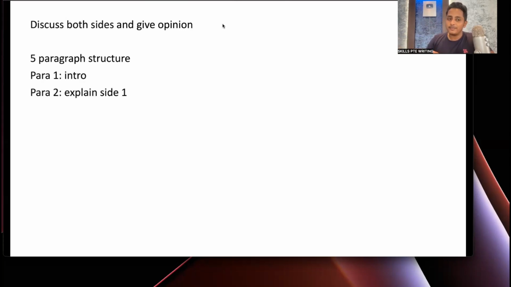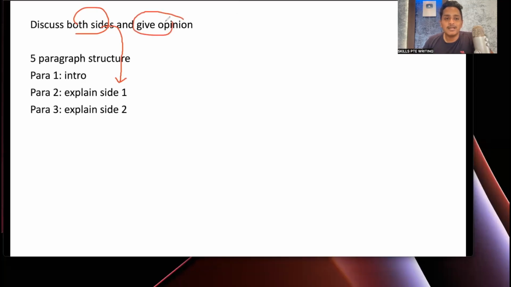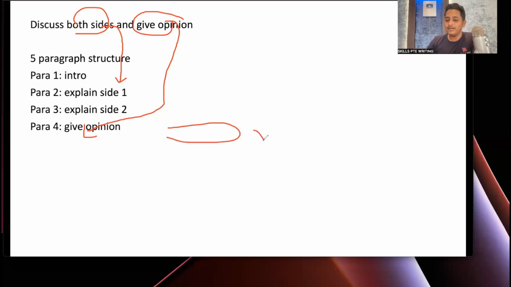Paragraph 2, both the sides, right? Explain side 1. Para 3, explain side 2. Para 4, give your opinion. Don't merge it in the conclusion in one line. Your opinion should have the justification. Here, para 4, you have to give your opinion, one line opinion, and then supporting ideas in 1 or 2 lines. Please note that you need to add some supporting idea. Other opinion is not valid.